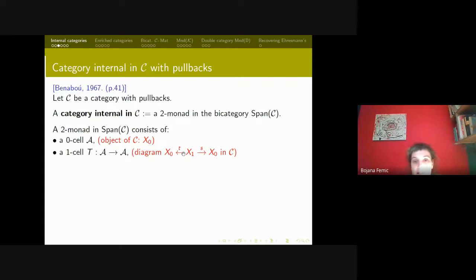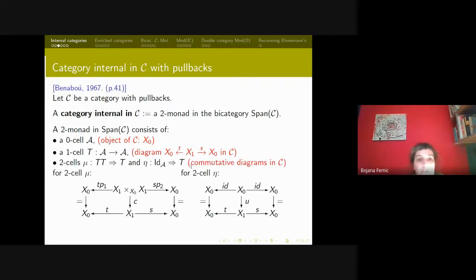And then this 1-cell is given by an additional object x1 and two morphisms in C, which let us just denote by s and t. So you may see here already the intention to adjust it to the form of an internal category. You saw it only for the category of categories, but the notation is universal. And finally, we ask for two 2-cells, mu and eta.